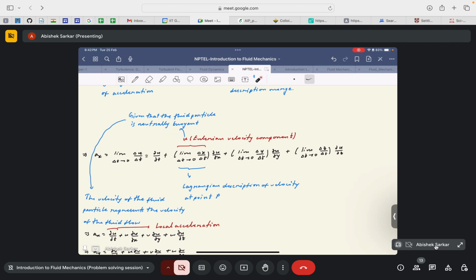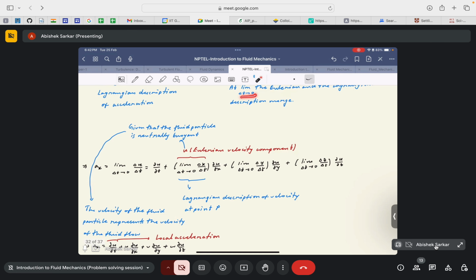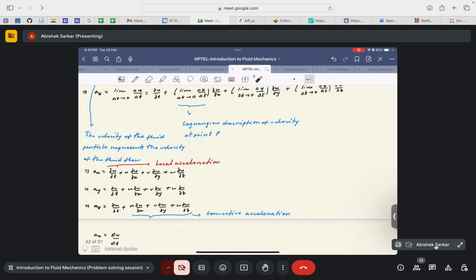So that's how this interconnection between the Lagrangian and the Eulerian velocity components and the limit delta t tends to 0 signifies that the acceleration that we are measuring from the Eulerian perspective, given that delta t tends to 0, is indeed the Lagrangian acceleration, but defined in a way that takes into consideration the acceleration change because of the spatial gradients or the spatial variation of the velocities. Once you do that, we have the different components of acceleration.